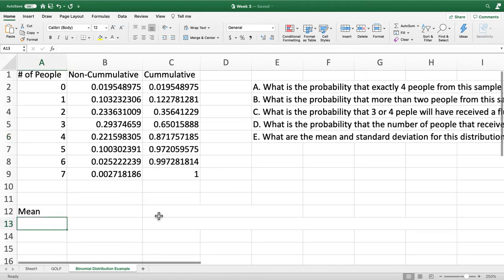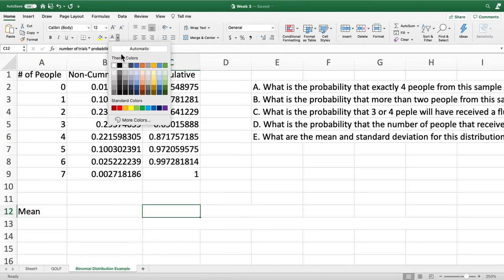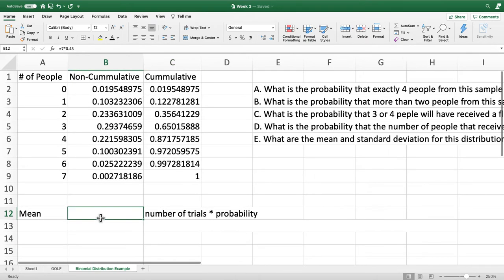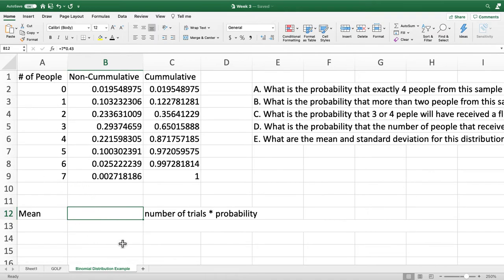So if we look at the mean, we're going to find that it is the number of trials times our probability. We know our number of trials was 7 people. So that's just going to be equal to 7 times our probability of 0.43, or 43%. And we get 3.01.